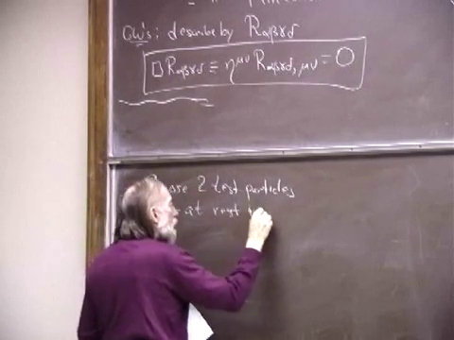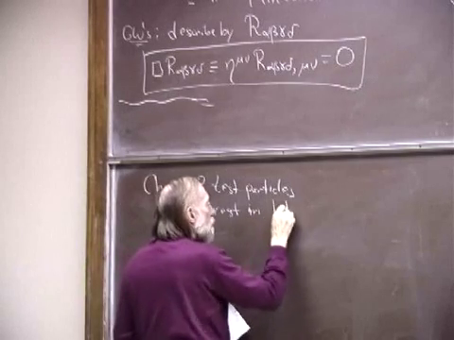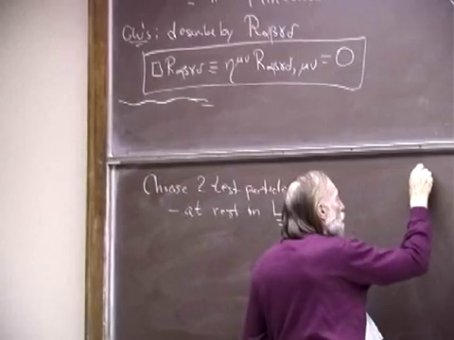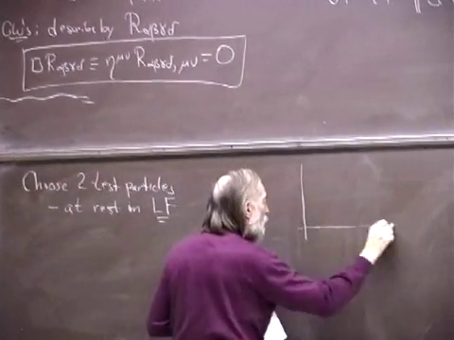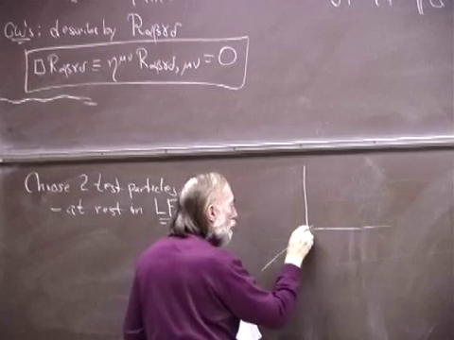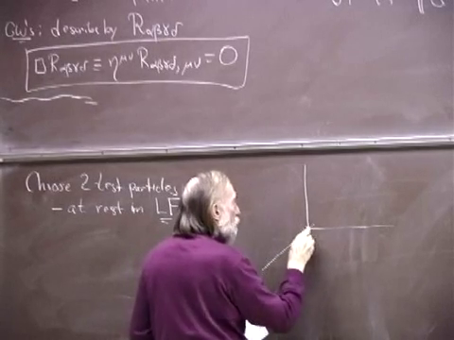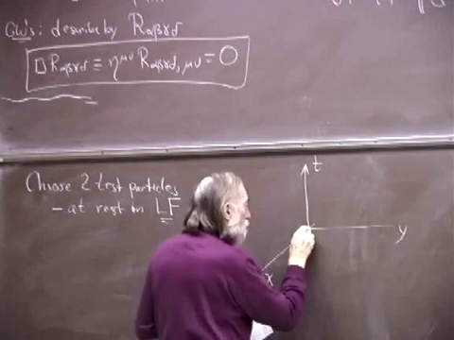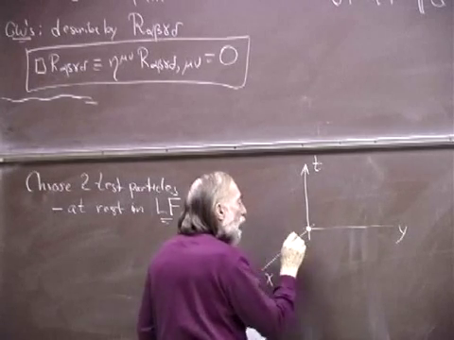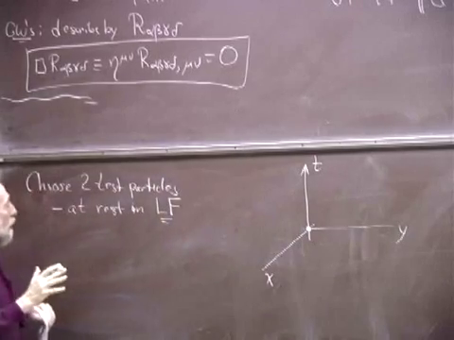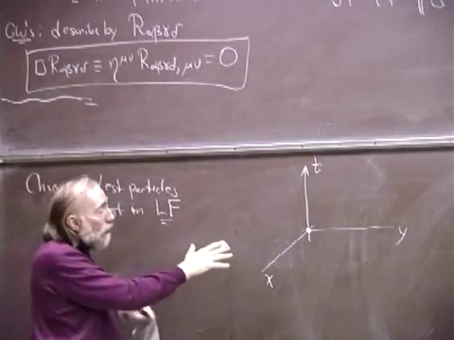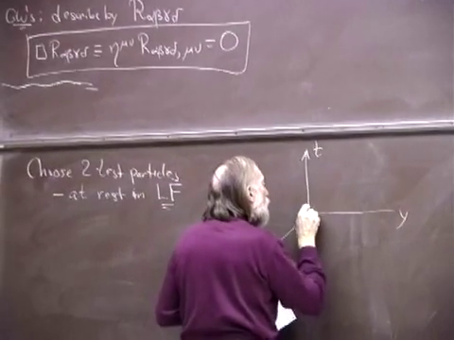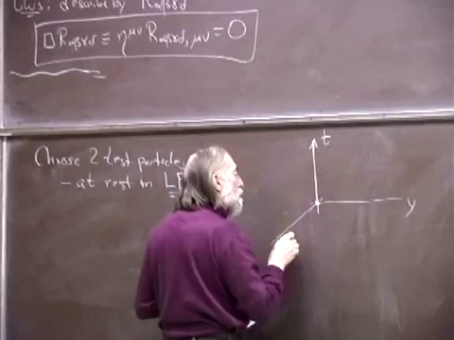And they're at rest in this Lorentz frame. And I'm going to put one of them at the spatial origin. So if I draw then a space-time diagram, plotting t up, x and y out, one of them sits at the spatial origin, and because this is a freely falling test particle, and this is a Lorentz frame, it then will move along the time direction.